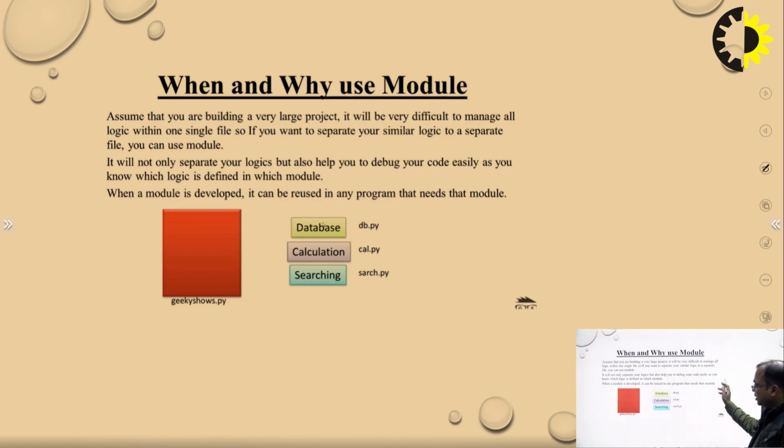We can easily know which logic is defined in which module. It can be seen very clearly, and it is easy to debug some error in the modules. If the whole program is in a single file, it is very difficult to find the bug. So it is easy to debug when we use modules. One of the important points. Next is when a module is deployed. When any module is deployed, it can be reused in any program that needs the module. Means when we create any module, there is no need that it is used in the banking process only.